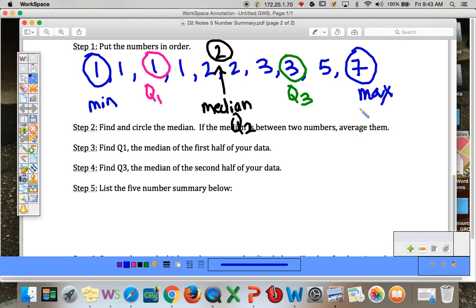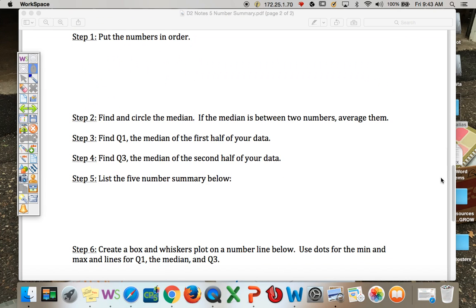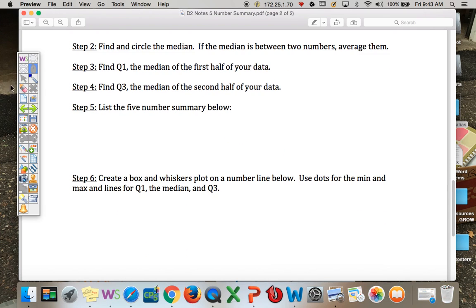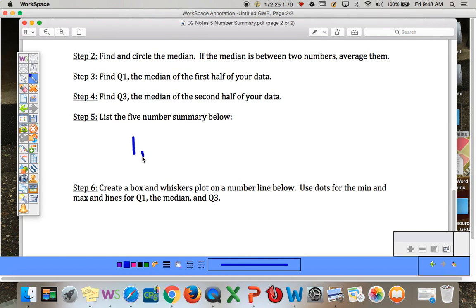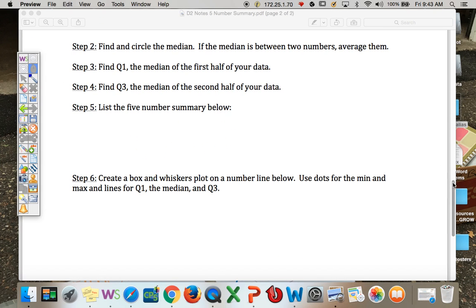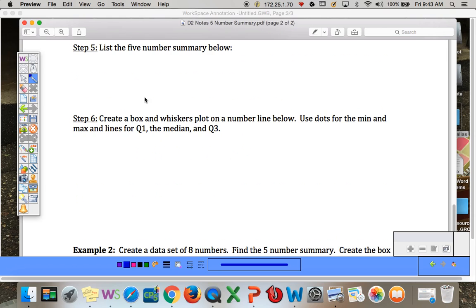All right, now that we have our 5-number summary, I'm just going to list that. And I'll list in order: min, Q1, Q2, Q3, and max. And then we're going to make a box and whiskers plot. So we have 1, 1, 2, 3, 7. Here's our 5-number summary. Actually, I'm going to give myself more room here. So 1, 1, 2, 3, 7. All right, let's make a box and whiskers plot.